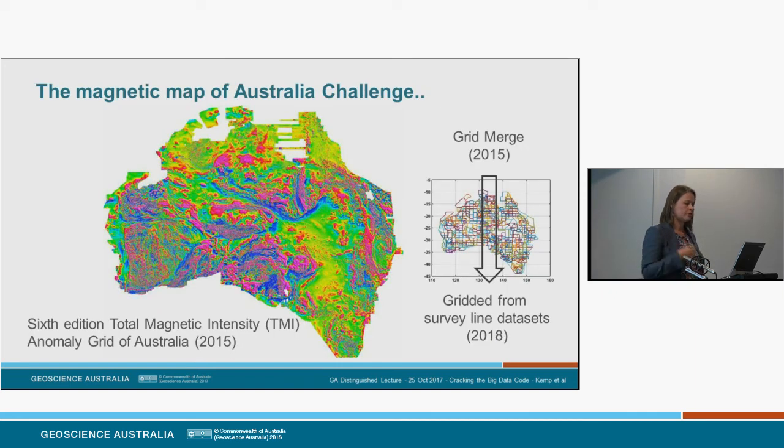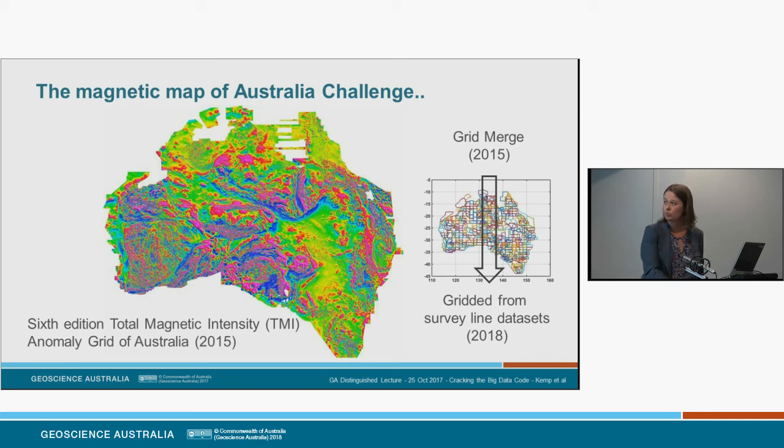So what are the geophysical challenges that we want to try and tackle with the data now? Peter Milligan laid down the gauntlet for me when he retired a number of years ago. He used to lead the projects that generated the national coverages of magnetic maps of Australia. And these were done by a grid merge.